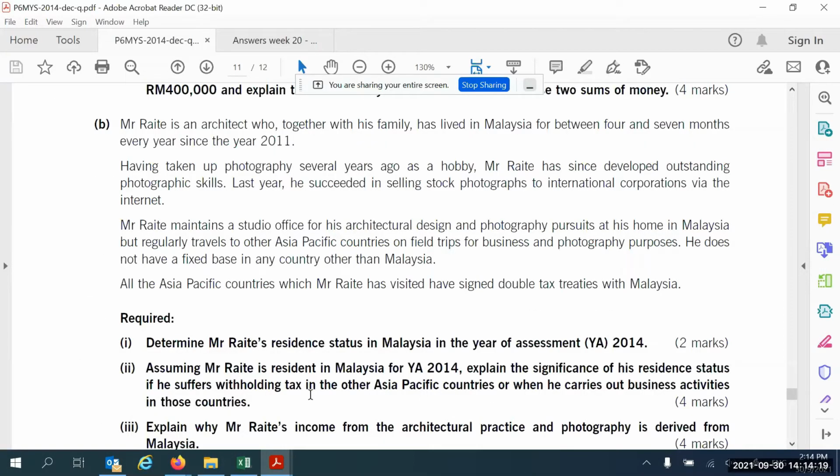He does not have any fixed base in any country other than Malaysia. This one you already elaborated. The fixed base is like a place of business, so you already elaborated that it's his studio. That's how you write. Now don't go and write, he is a resident, therefore the income is derived from Malaysia. They may not have any mood to read anything else that you write once you write that, because it's not acceptable. You cannot do that.